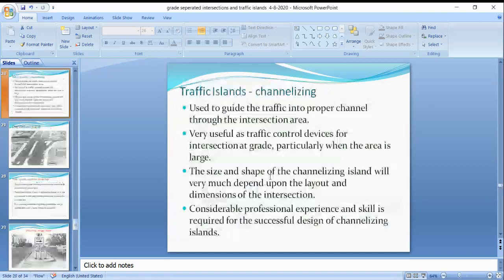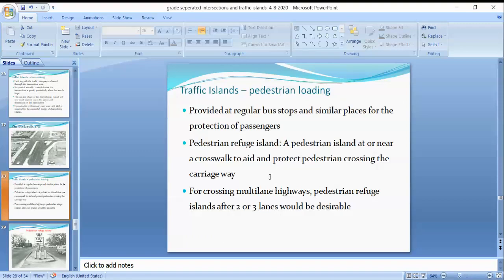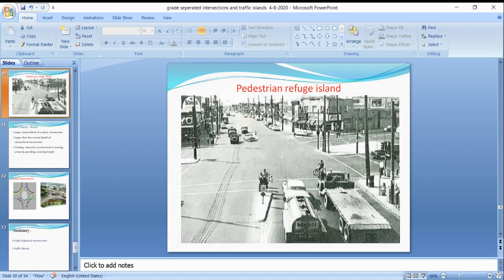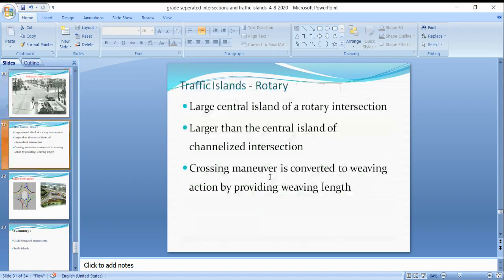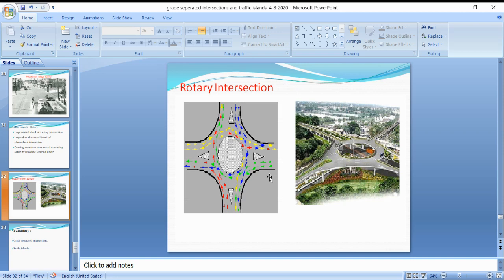Next, in the channelized island, a larger space is required for providing the channelized area, and the dimensions of the intersections are very much dependent upon the layout. Next comes the pedestrian loading, where there are regular bus stops and where protection of passengers is required, then the pedestrian loading traffic islands are provided. Refuge islands. Next comes the rotary. With large central islands at rotary intersections and larger channelized sections to be provided, there we will go for the rotary intersections.